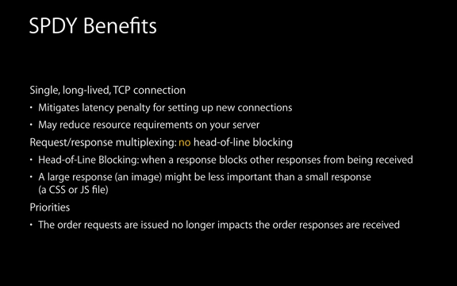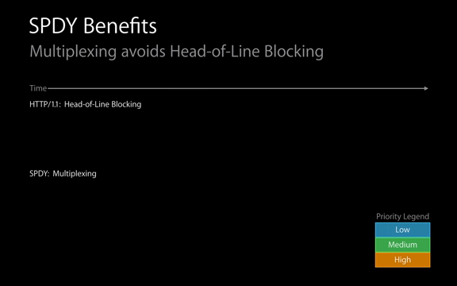So I want to show you a diagram of how this works. Keep in mind that this is going to be an ideal network where there's no latency and perfect bandwidth utilization. And we're going to first start by looking at how head-of-line blocking is present in HTTP 1.1 without pipelining.